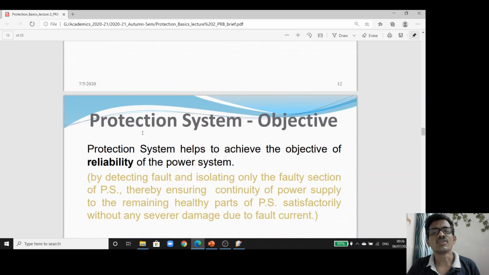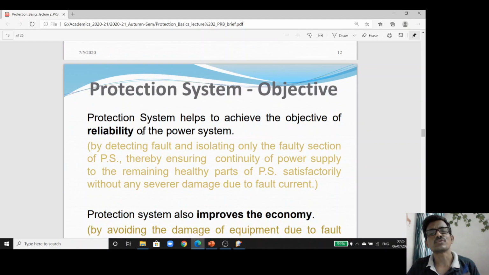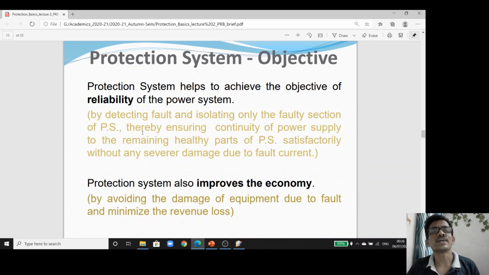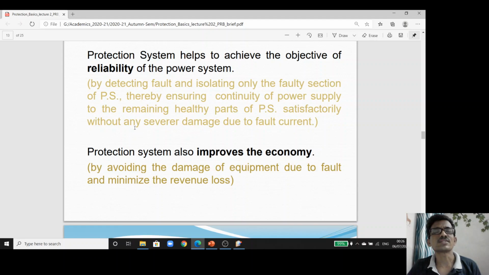Then see, what is the objective when we are going to provide protection to any part of our power system? It is the same which we saw previously in the introduction. That is to improve the reliability of the system, and the second is to improve the economy of the system. That is the basic objective behind providing protection to the various elements of our power system.